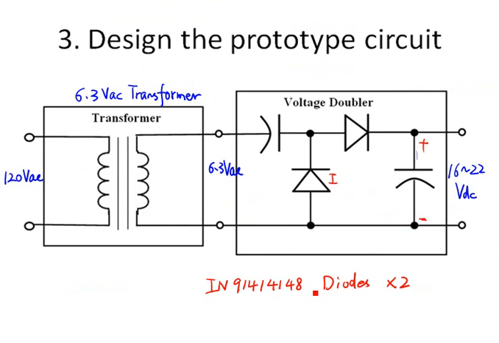So let's use two 1N914 diodes. We specify that as D1, D2. For the two capacitors, the maximum voltage rating should be at least 18 volts. So let's use 10 microfarad at 35 volts. We need two electrolytic capacitors, and we also need a 6.3 volts transformer. So that's the 5 components in our circuit.